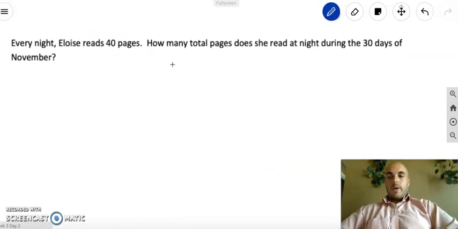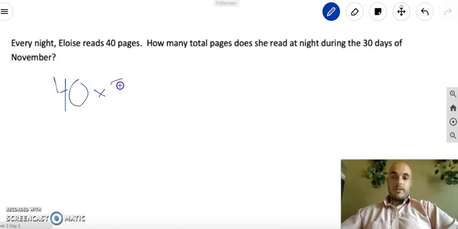Okay, so every night Eloise reads 40 pages. So every single night it's 40 pages. How many total pages does she read at night during 30 days of November? So each one of those nights in November she's reading 40 pages. And if there's 30 days, therefore there's 30 nights. So 40 times 30 is what?